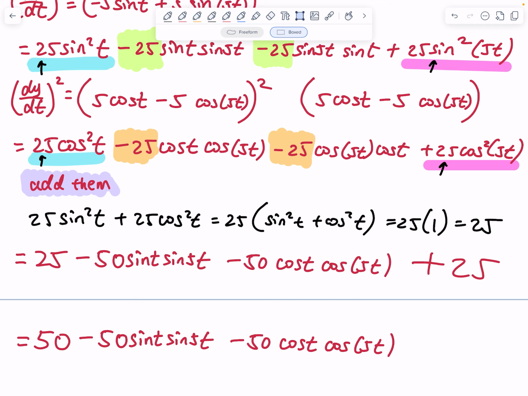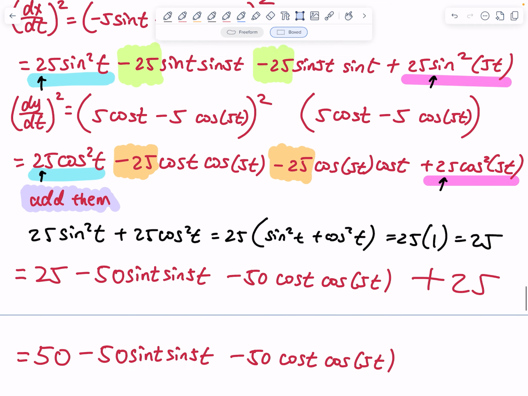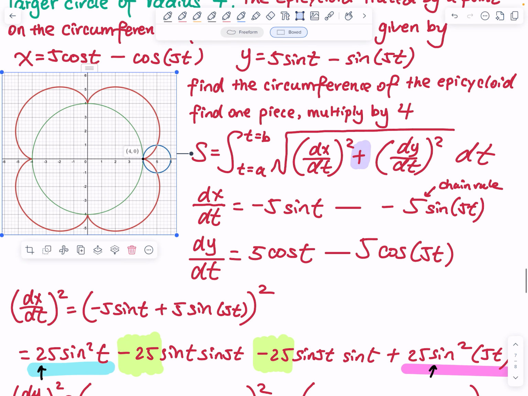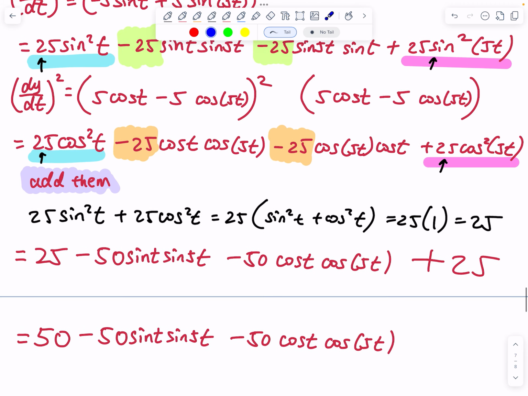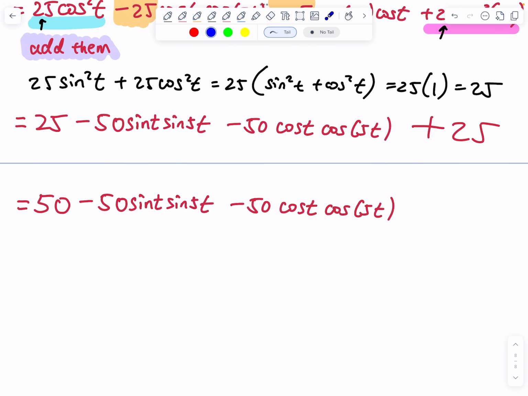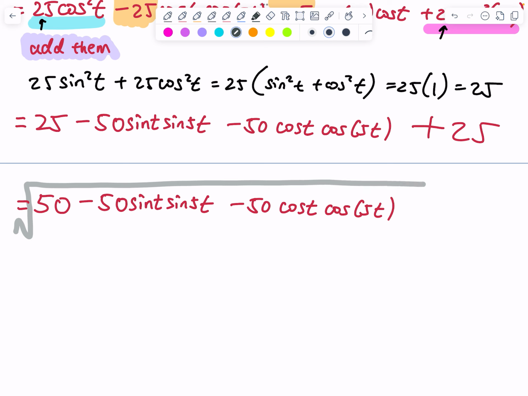And then don't forget that we have a square root. Where is the square root? We have a square root in here. Do you see that? This is part of the arc length formula. So there is a square root. Now we will be taking the square root of this. And then what I am going to do is I will just take the 25 out, because the square root of 25 is 5.